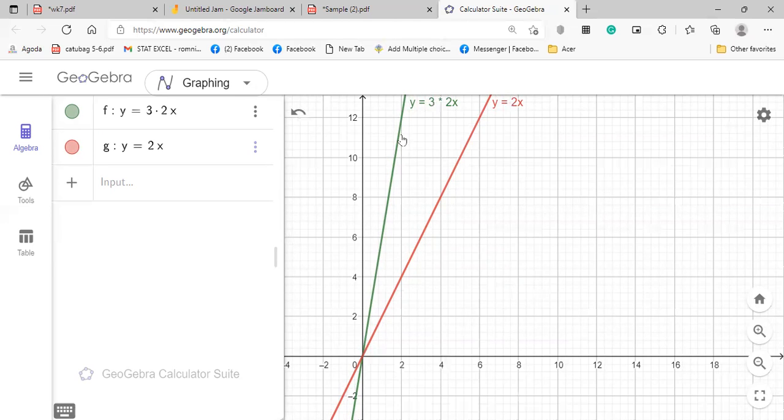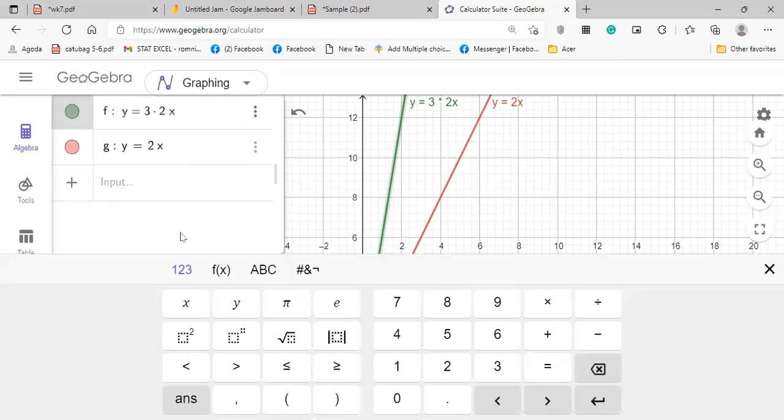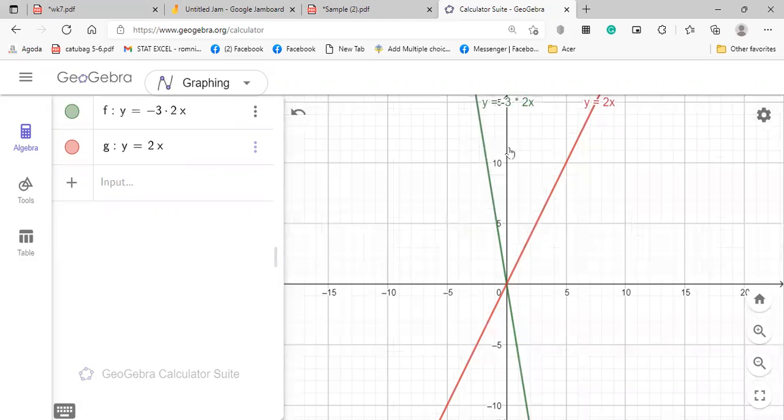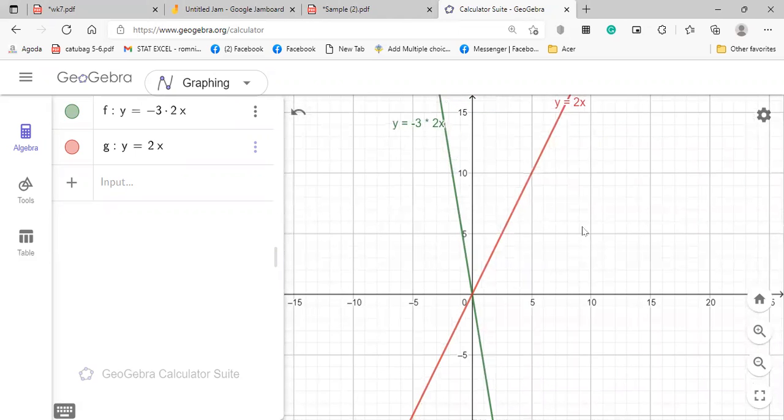Okay? Kung ano yung graph na pinakamalapit sa y-axis, yun yung graph na pinakamabilis ang pag-increase. Okay? Paano kung ginawa mong negative yan instead of positive 3? Maglagay ka ng negative. Ano nga asahan mo? You see the movement there? Ang nangyari, naging negative. Okay? Ang values.